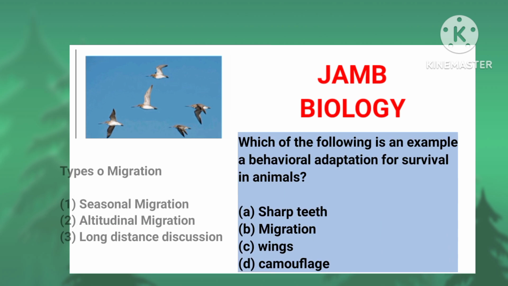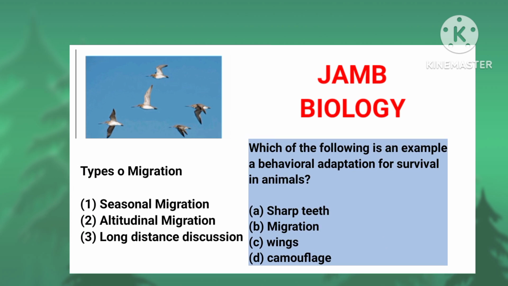And this question says, which of the following is an example of a behavioral adaptation for survival in animals? Is it A, sharp teeth, B, migration, C, wings, or D, camouflage? And the answer is B, migration.